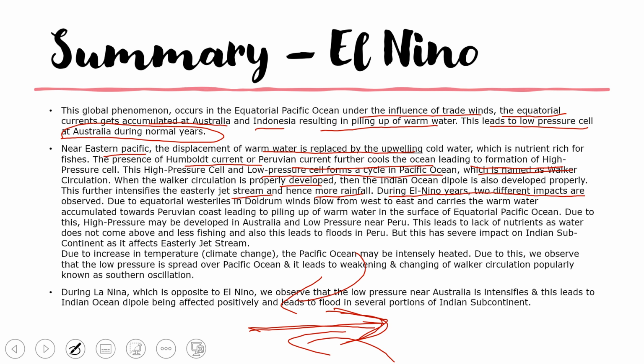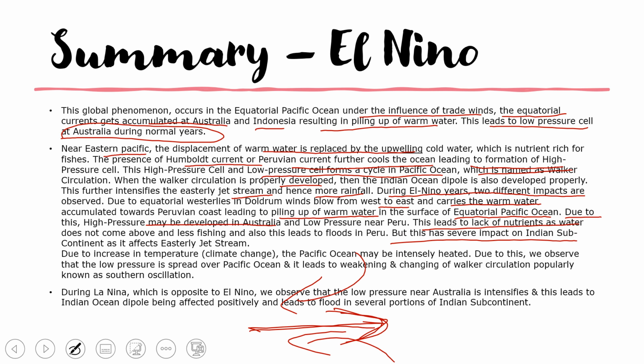So due to equatorial westerlies, doldrum winds blow from west to east and carry the accumulated warm water towards the Peruvian coast, leading to the piling up of warm water on the surface of the equatorial Pacific Ocean. Due to this, high pressure may develop in Australia and low pressure near Peru. This leads to a lack of nutrients as water does not come up, and less fishing area, as I've explained in this part earlier also.